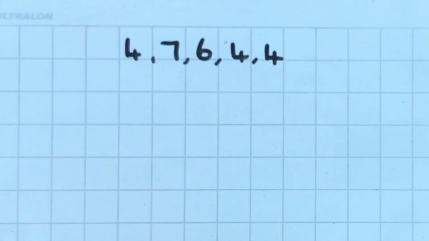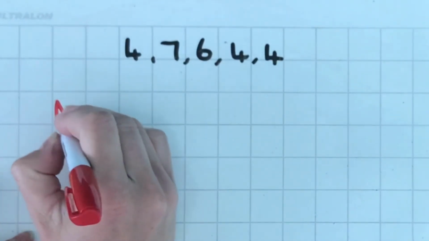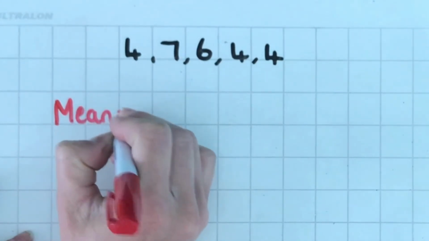So to finish off, we'll have a look at some examples where you have to find the mean, the mode and the range. Okay, so first, a set of numbers. We've got 4, 7, 6, 4 and 4. So first thing to work out is the mean, or the average.